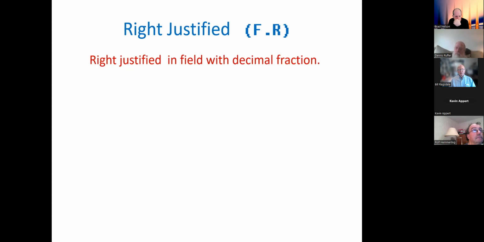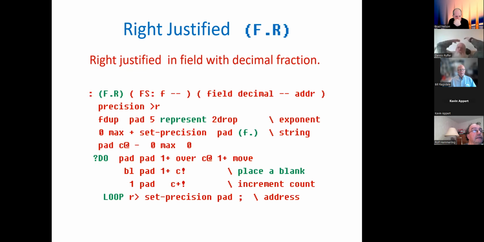So our right justified example. This is the code that does the right justified (F.R). We give it the overall field. If we wanted a field of 12 digits, say, with leading blanks supplied, we would put 12 for the field. Decimal gives us the decimal fraction. Say we want to do money, so decimal would be 2 places. And after this executes, we'll receive the address where that conversion has been done.